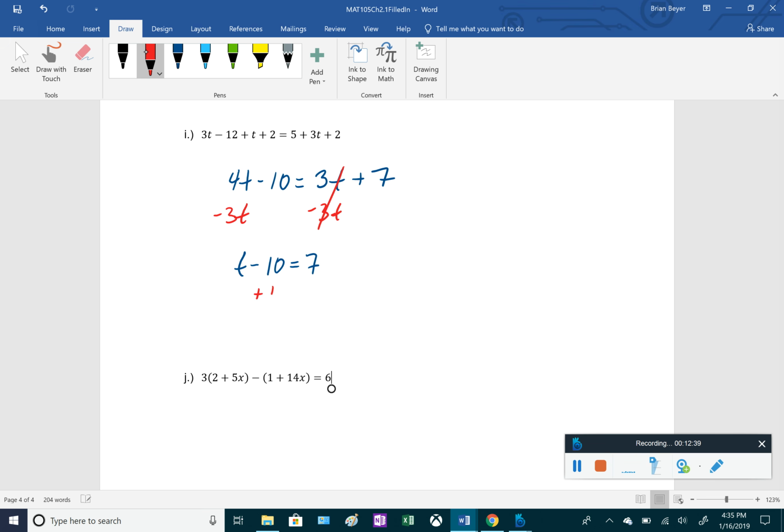We want to add 10 to both sides. So this is going to give us t equals 7 plus 10. t equals 17.